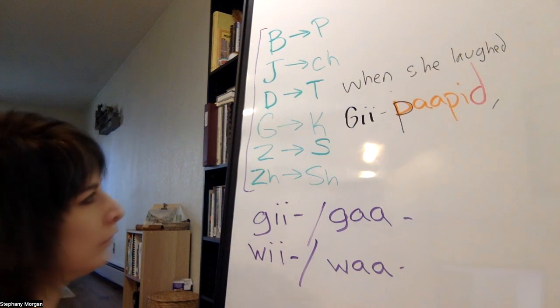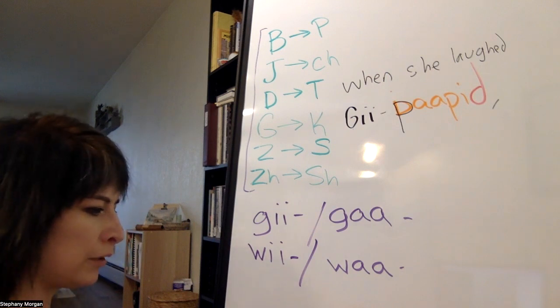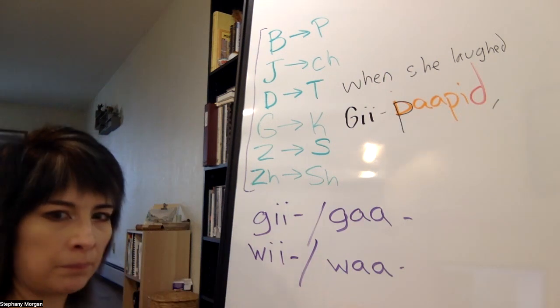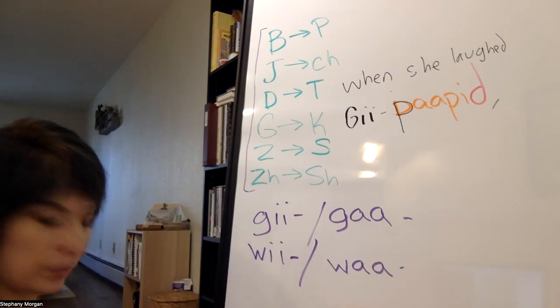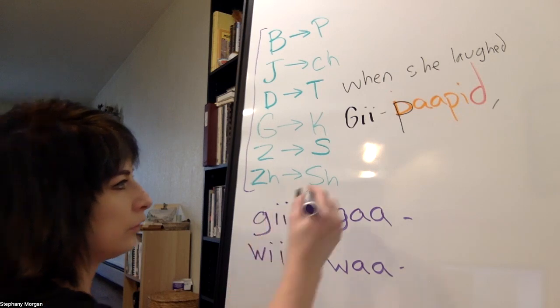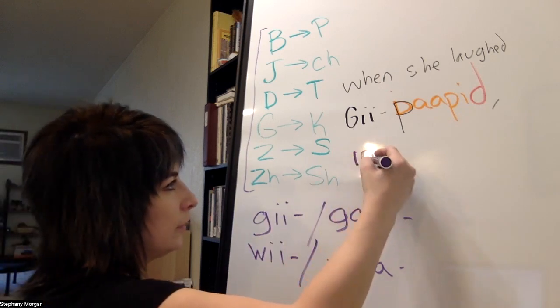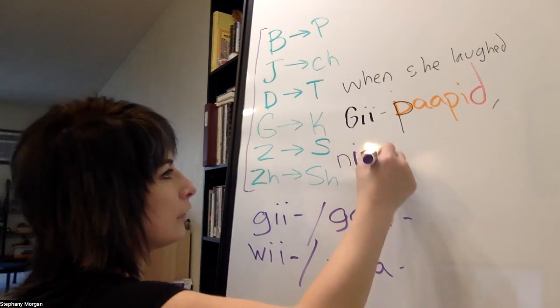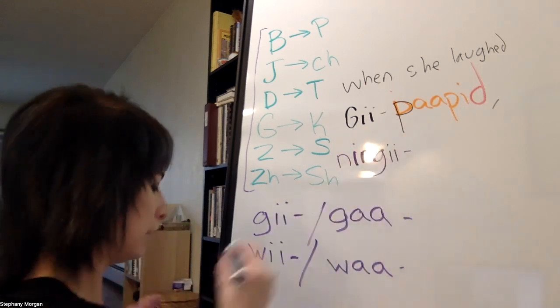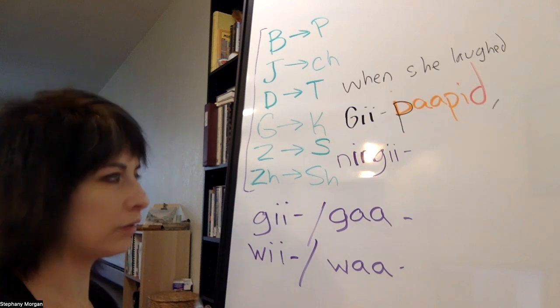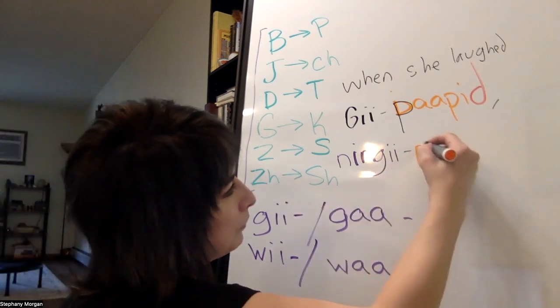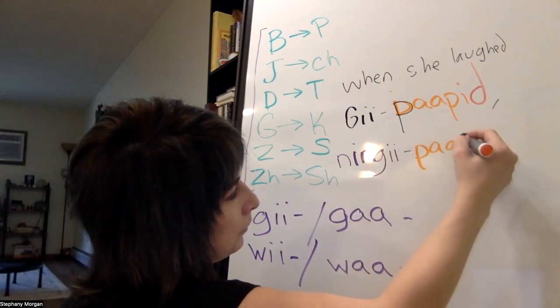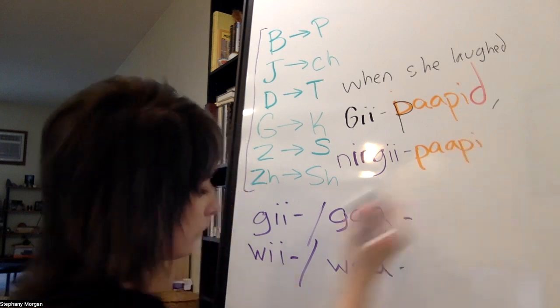If I use Nina Wind, that would be Ingi Bapimen. So we have in or ning, Ingi Bapimen.